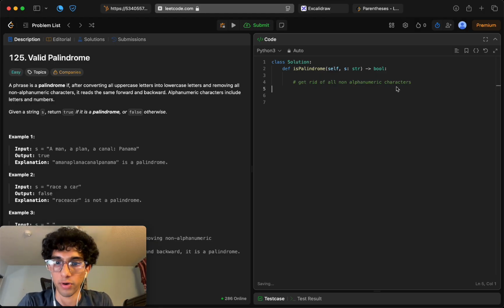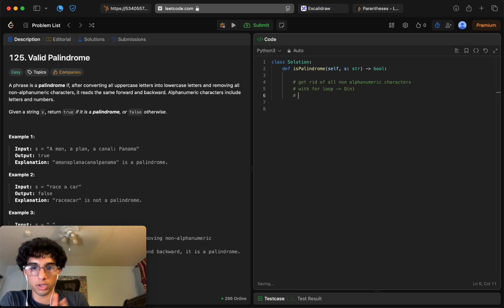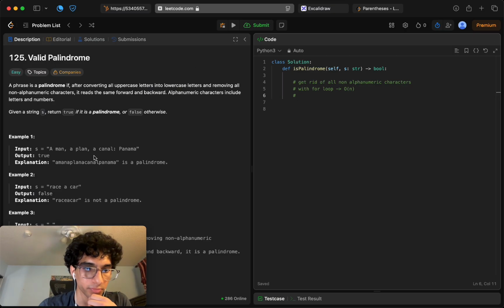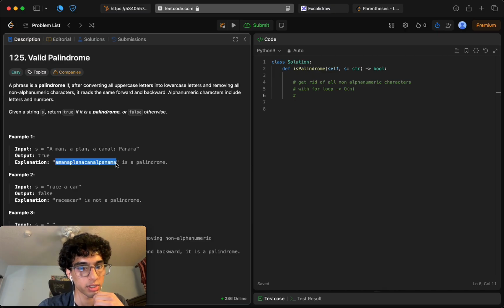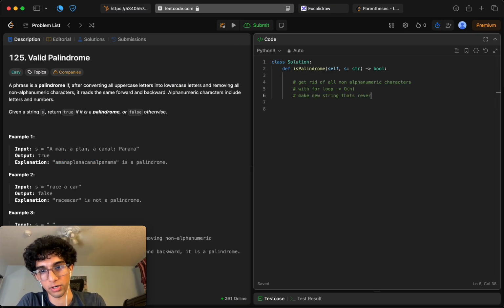So, get rid of all alphanumeric characters. We can do this with a for loop. Oh, I'll write the time complexity so far so I don't forget. I'll have to deal with thinking about it later. Okay, so once we have that, we have a string like this, right? One way we could do it is we could just reverse the string. Make a new string that's reversed and compare. That would be pretty easy.